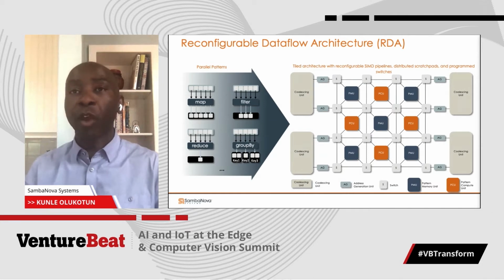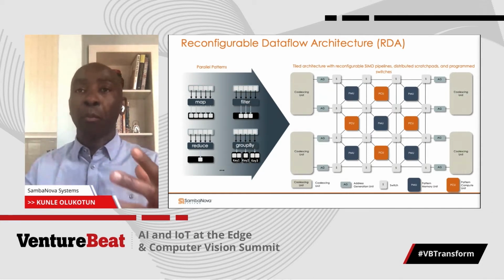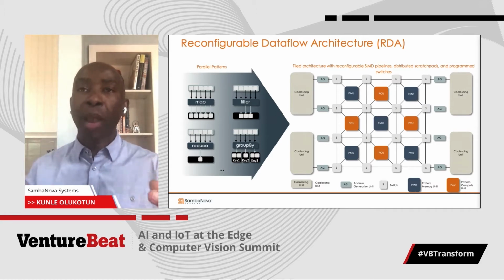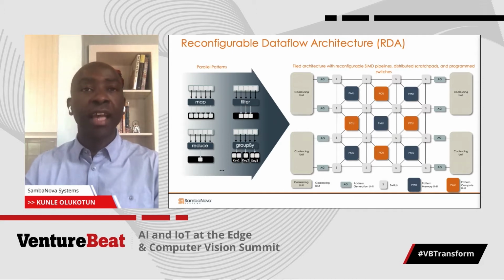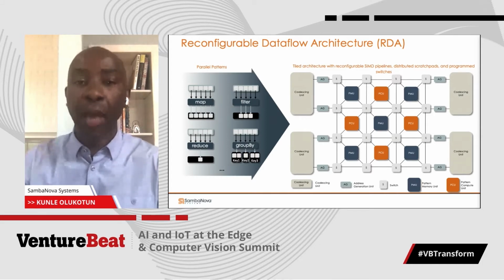So the reconfigurable data flow architecture is composed of both compute units called pattern compute units and memory units called pattern memory units. And these can be composed together with an on-chip dynamic network to support the computation and data flow requirements of the particular machine learning application.